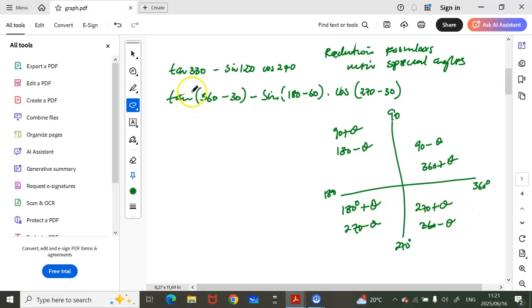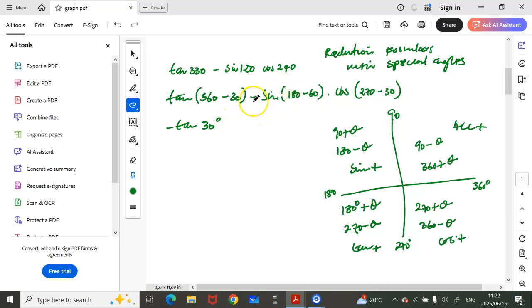So when you check here, 360 minus is on the fourth quadrant. That means this function is on the fourth quadrant, and tan is negative on the fourth quadrant. As we remember, here it's all, then sine, then tan, and here we've got cos, which are positive. The other functions are negative. So on the fourth quadrant, tan is negative, so we're going to have minus tan 30 degrees.